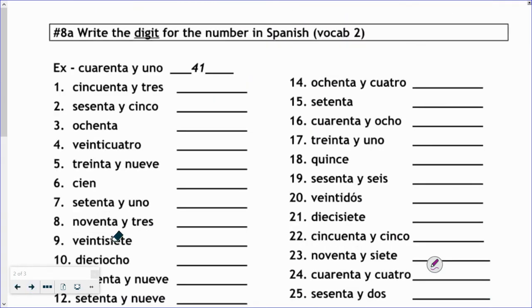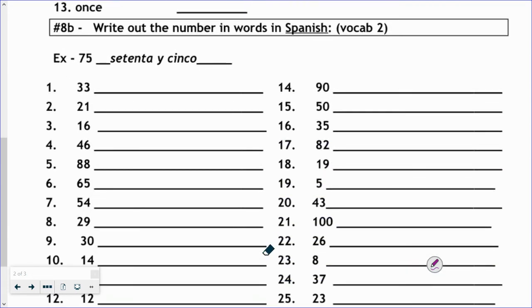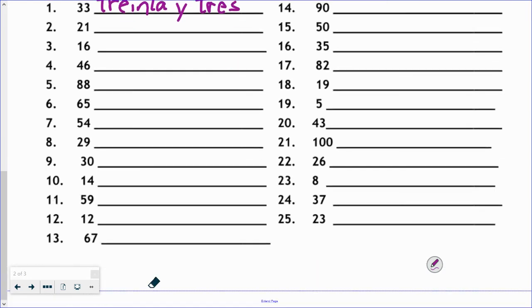All right. On page 8, all you need to do is write the number. So they're not in order. So if you look at the example, cuarenta y uno was 41. Cincuenta y tres, so cincuenta is 50. Tres is 3. Okay? So you just do that for all of these. Then you're writing out, practicing the spelling out of order. So again, you could always use your vocab as a reference. The example, 75. All right, so 33, treinta y tres. So make sure you spell them correctly. Okay, pretty easy to understand the directions there.